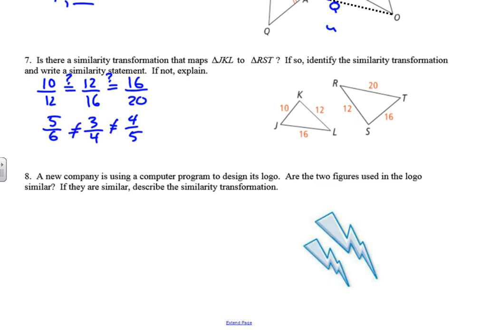Okay, those are not equal, so is there a similarity transformation? No, there is not a similarity transformation because the two triangles are not proportional. So we're using this idea that we have previously about what it means for things to be similar in order to identify if there will be a similarity transformation. In this case, it doesn't meet the conditions for side, side, side. Okay.